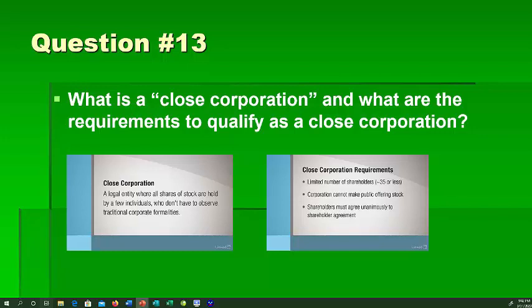Now, in addition to that, with a closed corporation, you can make an election to the IRS to have that S corporation designation, and that way you only have taxation one time instead of double taxation.